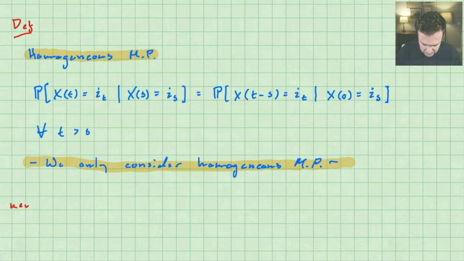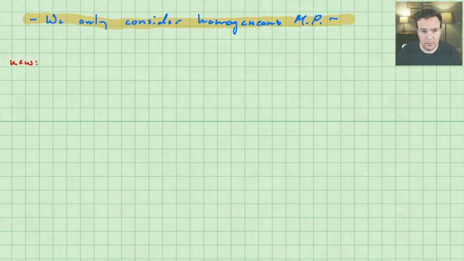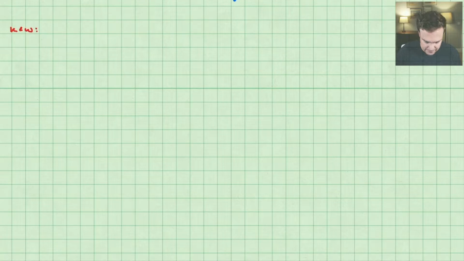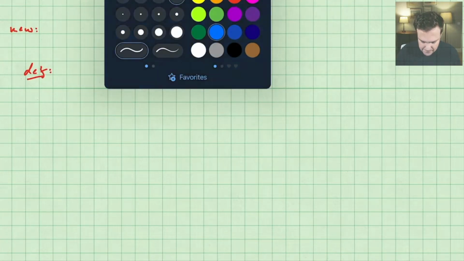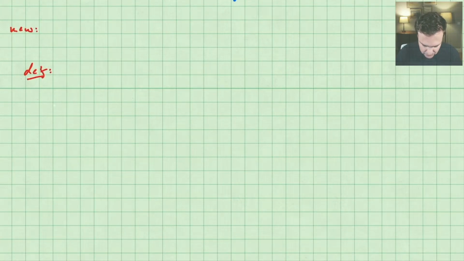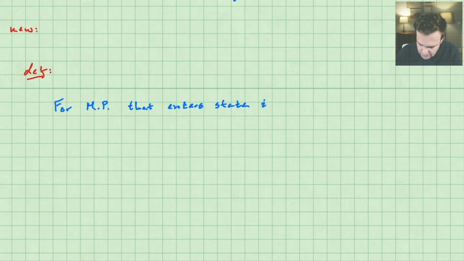And so the new stuff starts here. We're going to start with a new definition and a proposition that we'll prove. So this new definition is for something called sojourn time. It goes as follows. Suppose you have a Markov process that enters a state i at time 0. That's sort of how we define time 0, I guess. Then what we call the sojourn time is the time it takes to get out of that state.